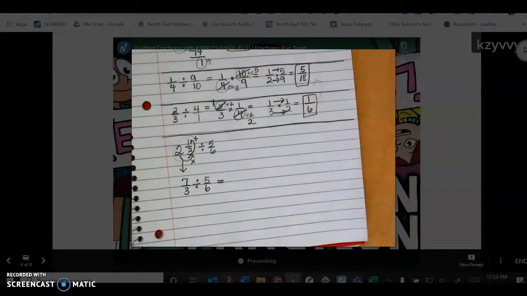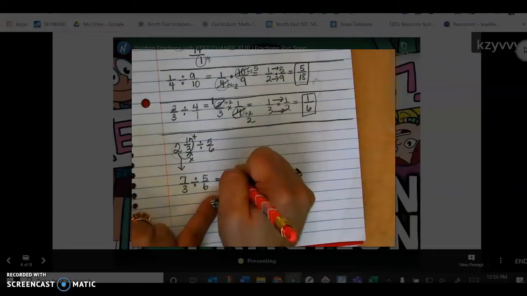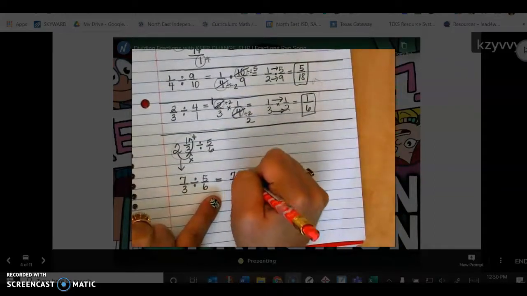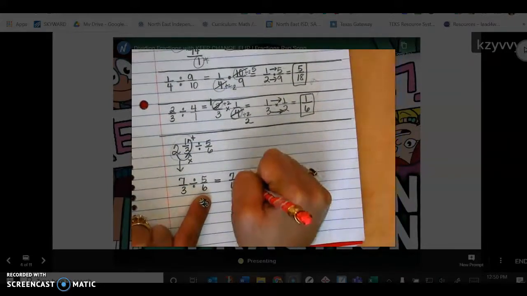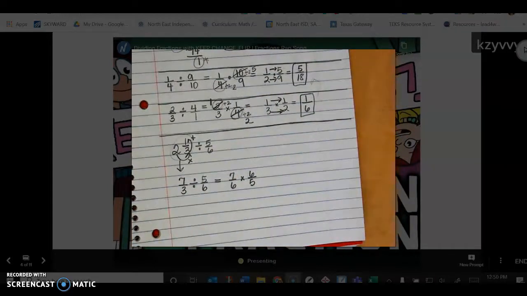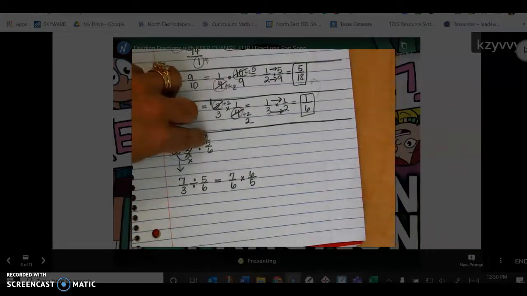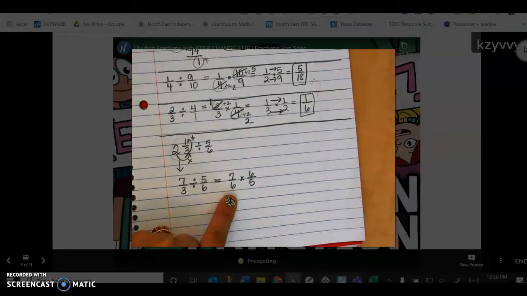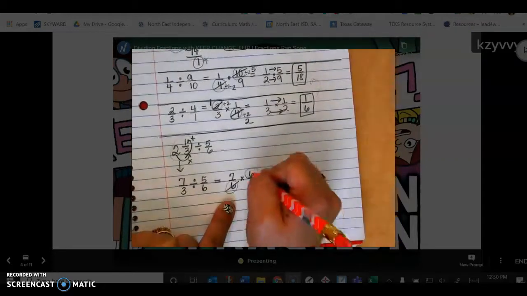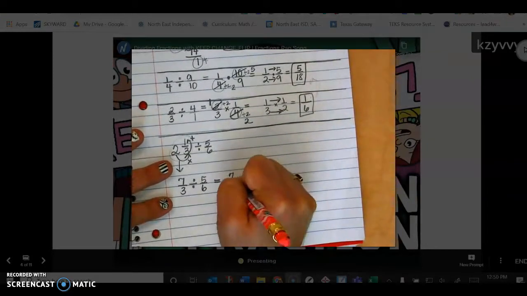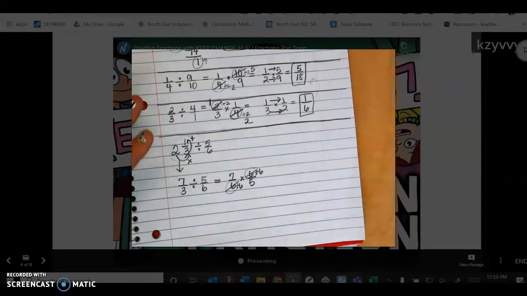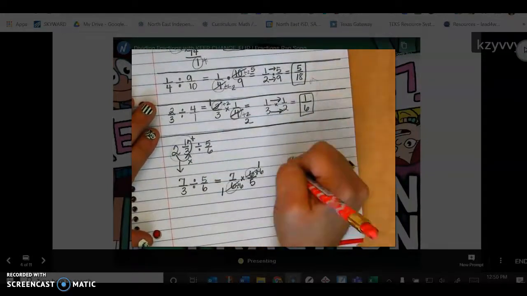Now when I have fractions, I can keep this the same, change this to multiplication, and flip this fraction to its reciprocal. So now I'm going to actually determine the answer of 2 1/3 divided by 5/6 using this math problem here, and I'm going to say I found a 3 and a 6. Those are the same number, which means they're both divisible by themselves, which means they're both going to just turn into ones.